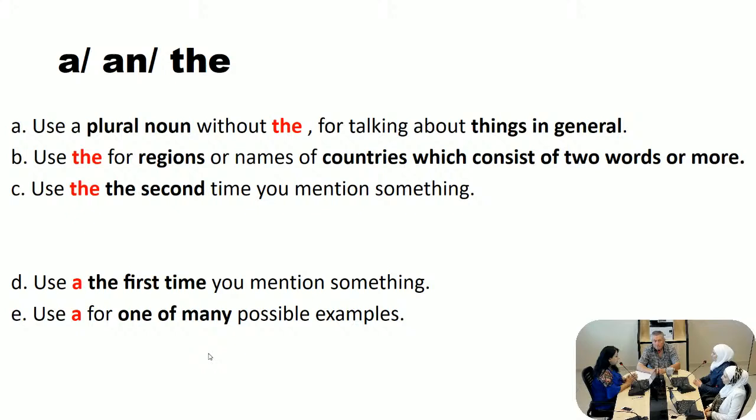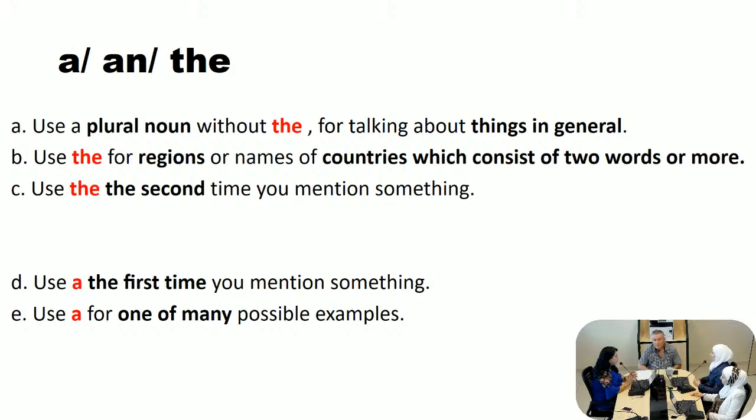Okay, now the difference between using a, an, and the. To start with the, we have three ways to use it. The first one, with a plural noun, like things in general. When we talk about things in general, the teachers, for example, it's the whole, actually used without the. Sorry, without the. Use a plural noun without the for talking about things in general. It means when we mean the whole criteria, the whole group.